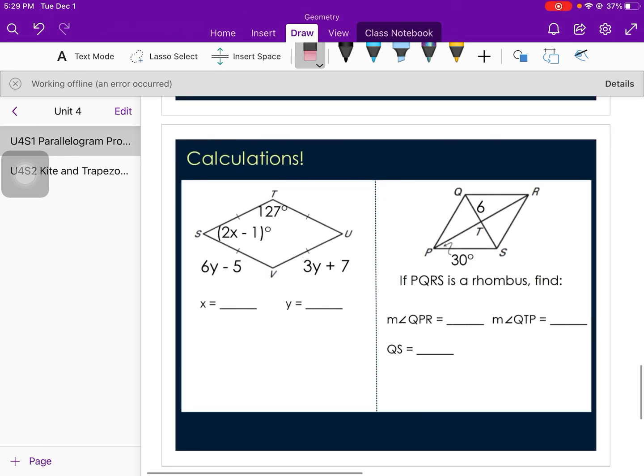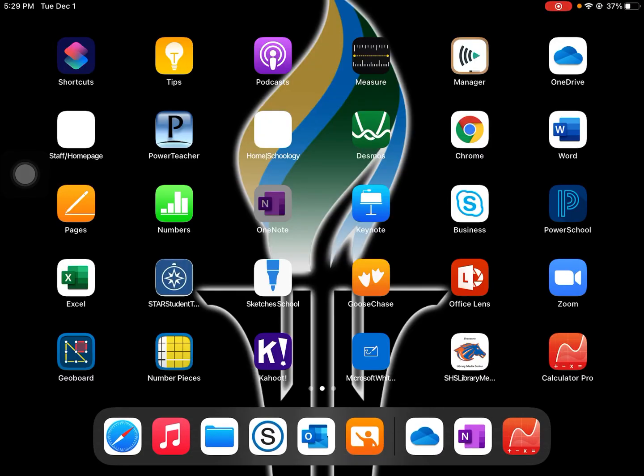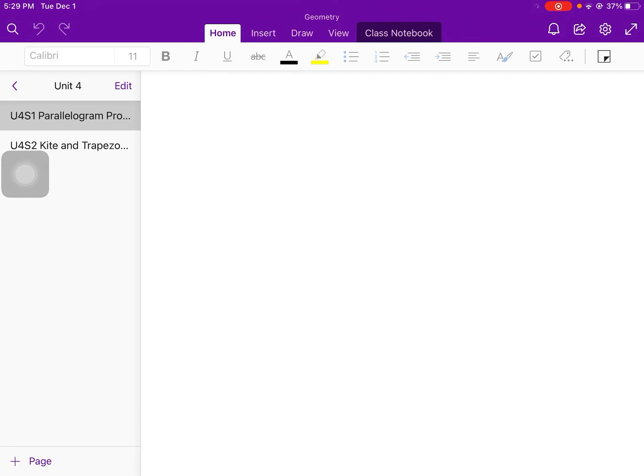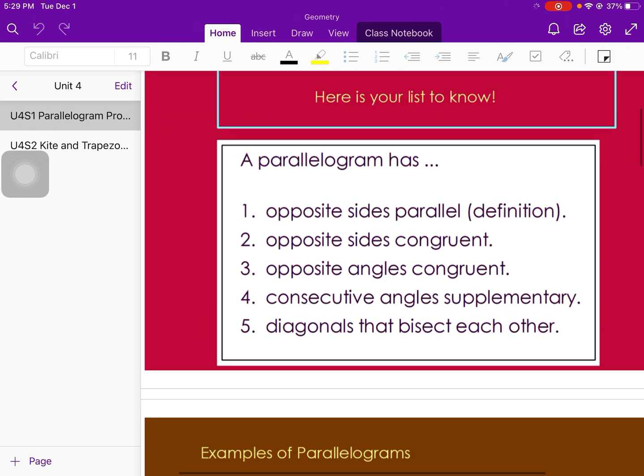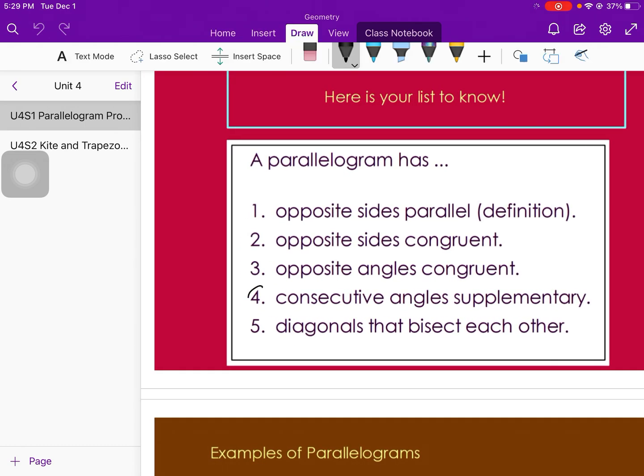All right, last slide here, we're just going to do some calculations. Now we have to use those properties that we talked about up above. We're solving for x and y. Notice right here, this is angle S, which is 2x minus 1. The only other angle that we're given is this angle here. And we have to remember that this is technically a parallelogram. It's a rhombus because it has 4 congruent sides. But in parallelograms, the side-by-side angles are supplementary. That's one of the properties listed up here. Consecutive angles are supplementary. It's this one right here, number 4.